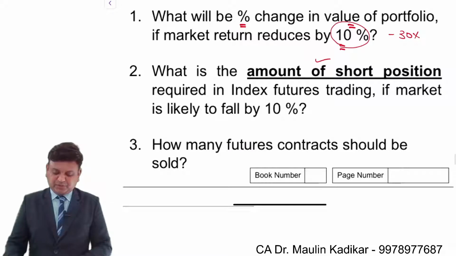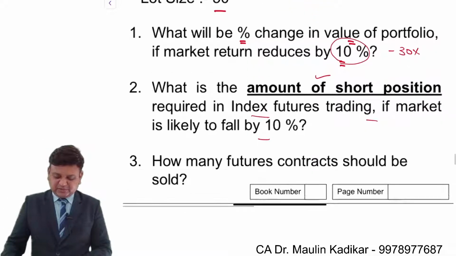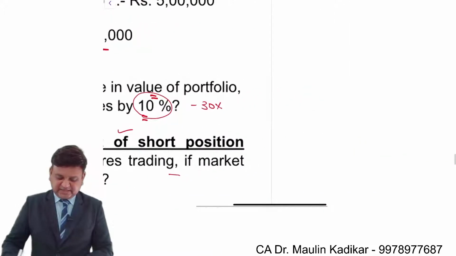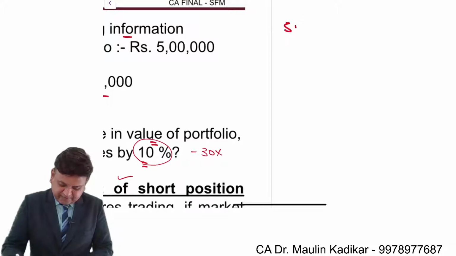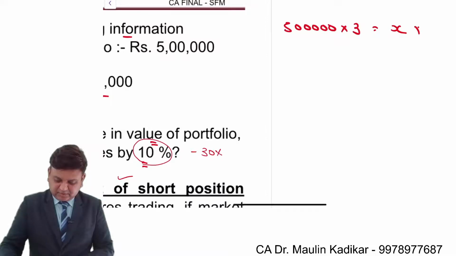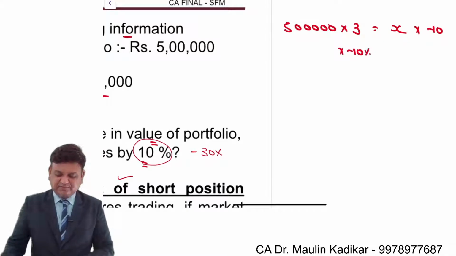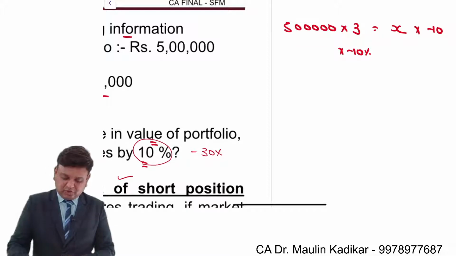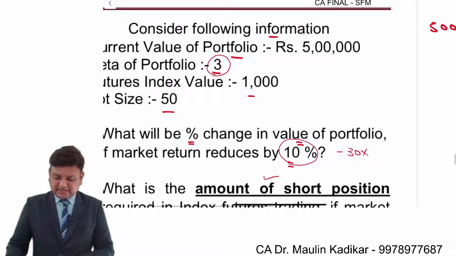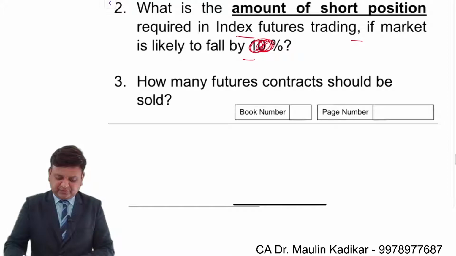What is the amount of the short position required in index futures trading if the market is expected to fall by any percentage? The answer is like this: 5 lakhs into 3 is equal to X. Simple. Because over here negative 10%, negative 10% is always going to remain the same. So you may write it, you may not write it. So X will be calculated as 15 lakhs. So the amount of the short position required is 15 lakhs.